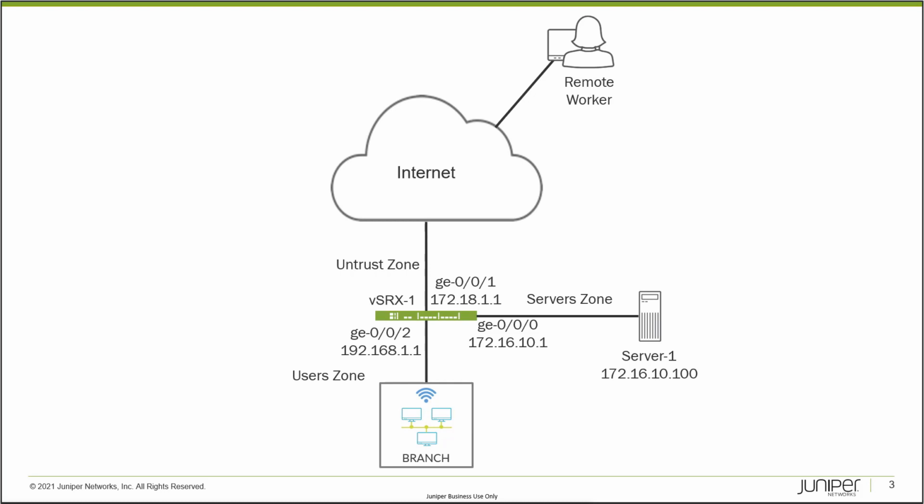And then we have the ge-0/0/2 interface of VSRX1, and that has the IP address of 192.168.1.1, and that connects into the user's zone.